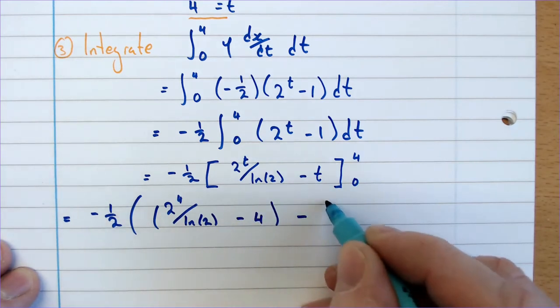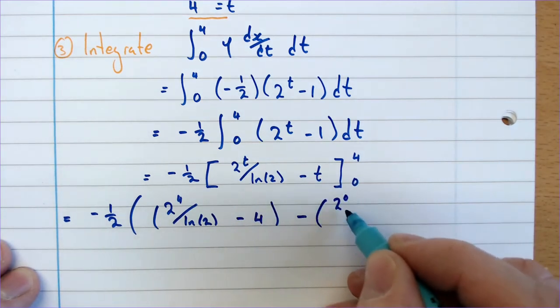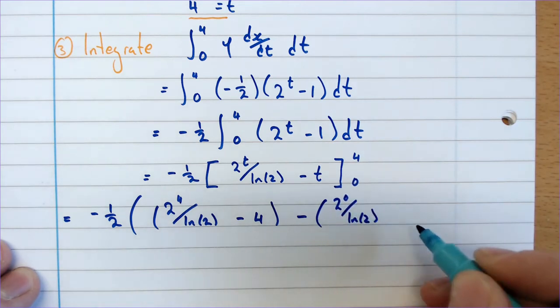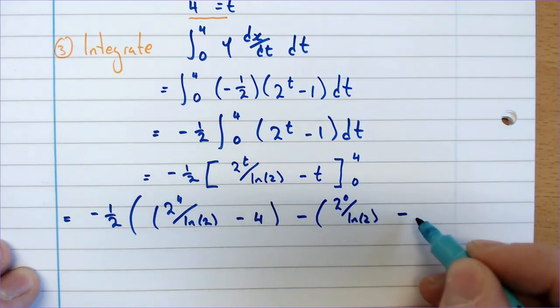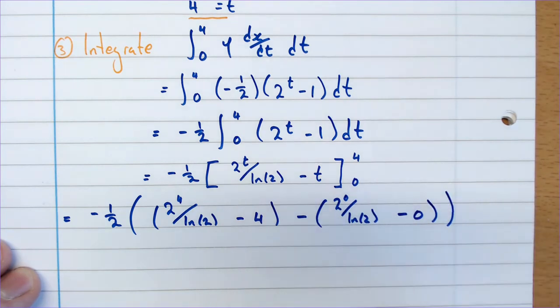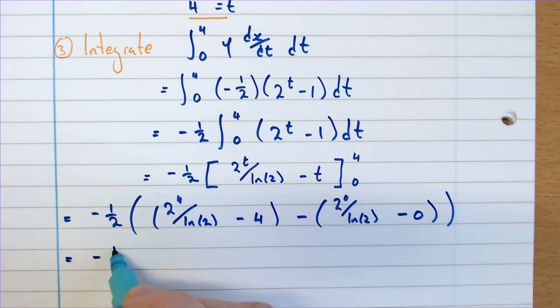So 2 to the power of 4 over log 2, take away 4, subtract 2 to the power of 0 divided by log 2 minus 0. And that's all multiplied by minus a half. Again, I'm ignoring the minus a half until I'm finished.